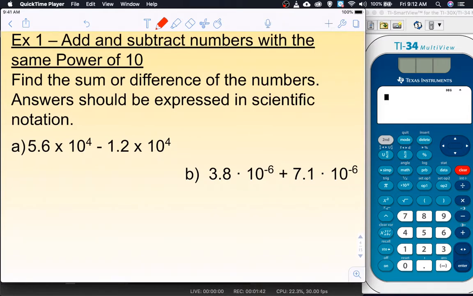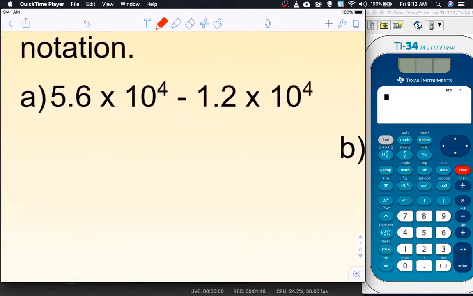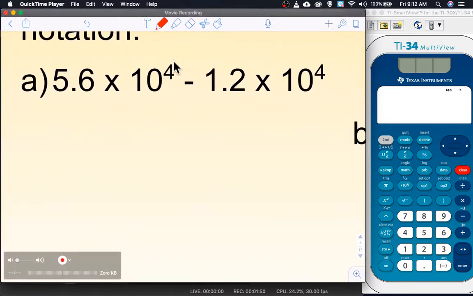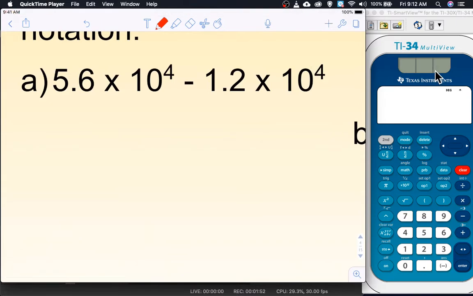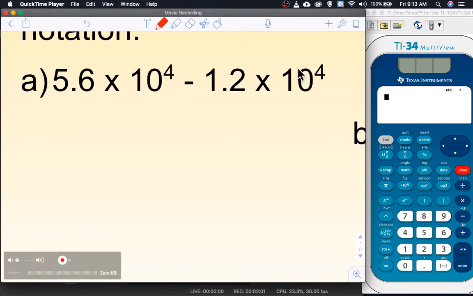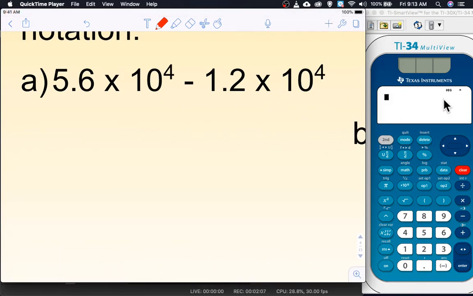The first thing we're going to start with is what happens when they have the same power of 10. So like here, these both have the same power of 10. They are both 10 to the 4th power. So this is the easiest case scenario. This is kind of what we want to happen. And later on in the lesson, when they don't have the same power of 10, we're going to try to get back to this situation so that we can do the math.